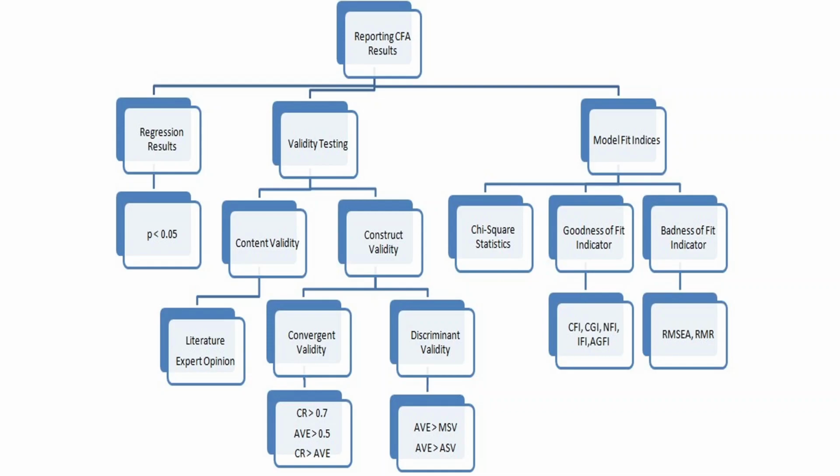How to report CFA results? First, we do the validity testing. In that, the construct validity is tested with the help of convergent validity and discriminant validity. The thresholds are: composite reliability should be greater than 0.7, AVE should be more than 0.5, CR should be greater than AVE. For discriminant validity, AVE should be greater than MSV, and AVE should be greater than ASV. MSV is maximum shared variance. Model fit indices are for the structural equation modeling. This we will see later on.